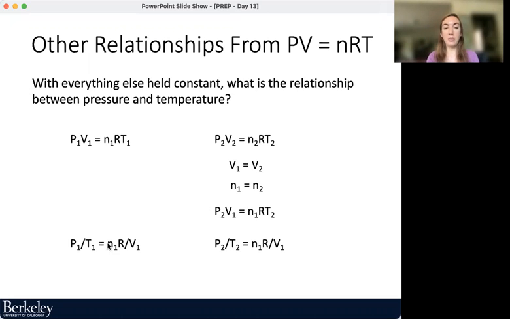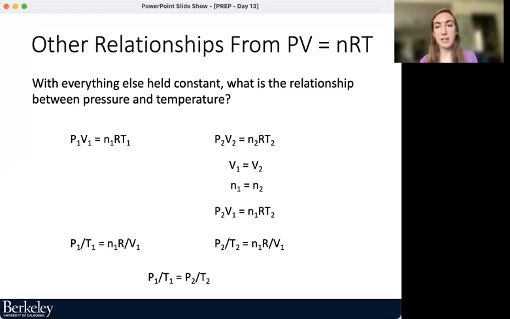So N1 times R divided by V1 is the same in both state 1 and state 2. So I can say that P1 divided by T1 is the same as P2 divided by T2. So I never need to memorize this relationship between pressure and temperature for an ideal gas, because I can just figure it out starting from the ideal gas law. Does anyone have any questions on how I did this?